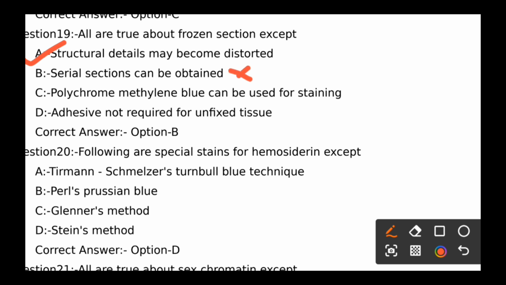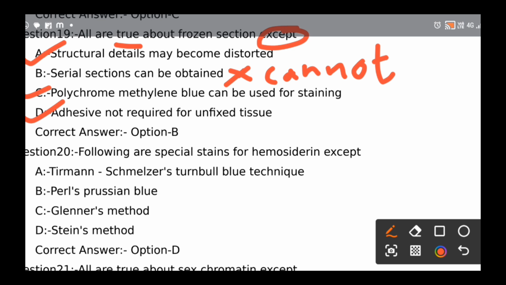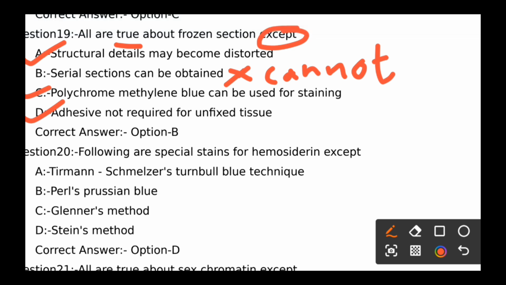The second statement, serial sections can be obtained. It is a wrong statement. Serial sections cannot be obtained by a freezing microtome. And the third option, polychrome methylene blue can be used for staining, is right, and adhesive not required for unfixed tissue is right. So the right answer is option B. Serial sections can be obtained is not true about frozen section. So the right answer is option B.